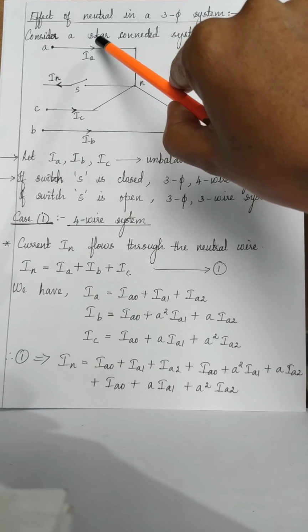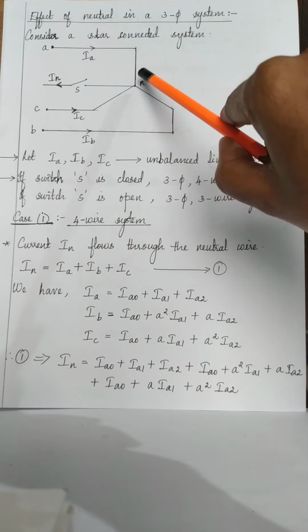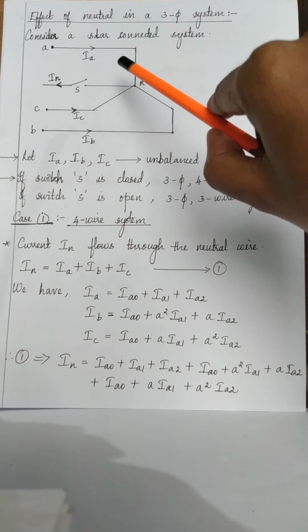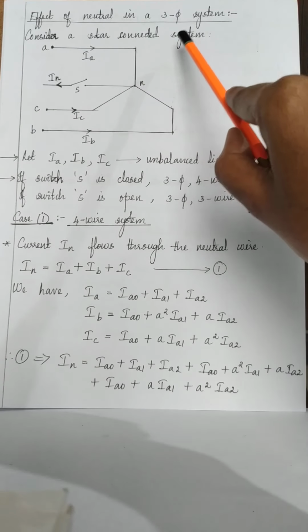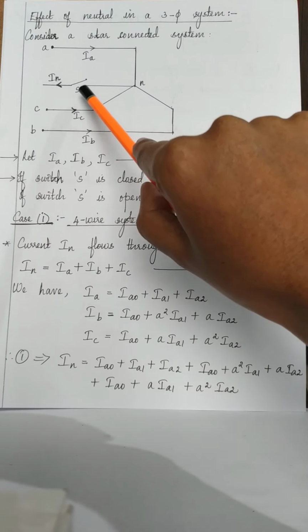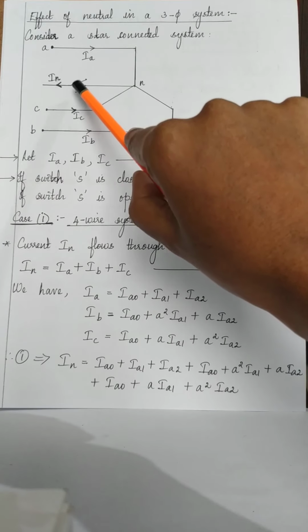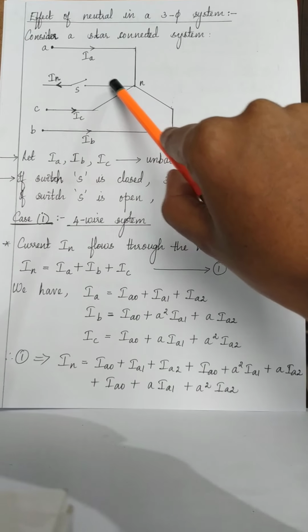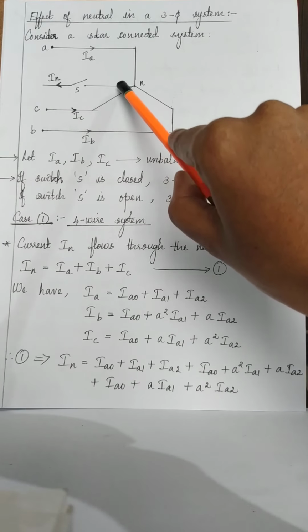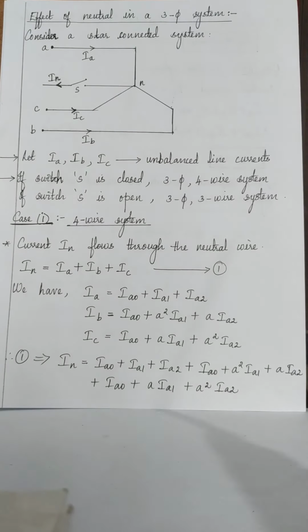Since the line currents are in this direction, going inside the system, the neutral current will be away from the neutral point. To differentiate a three-phase three-wire system and a three-phase four-wire system, we have provided a switch S in the neutral wire. If the switch S is open, there is no neutral wire, and it becomes a three-phase three-wire system. If the switch is closed, it is a three-phase four-wire system.